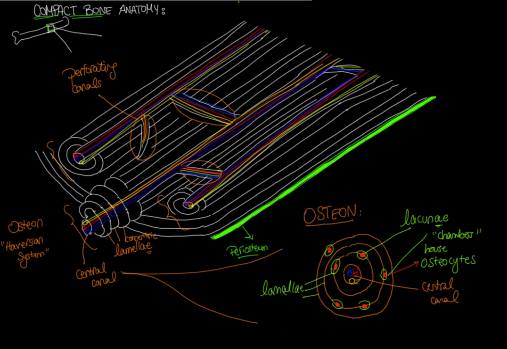And then finally, to help the communication of these osteocytes in the lacunae with other osteocytes in different chambers, we have small channels linking the lacunae to one another, and these channels are called canaliculi, or canaliculus for singular. So these small channels allow communication between the different lacunae and the different osteocytes from one lamella to another.